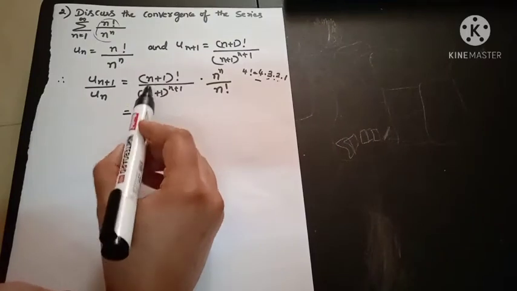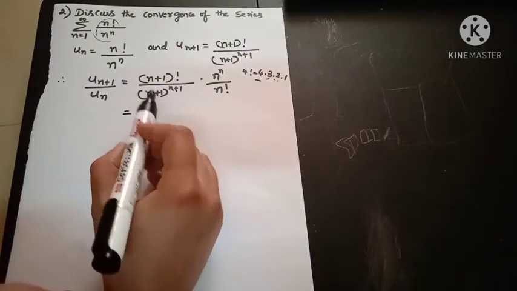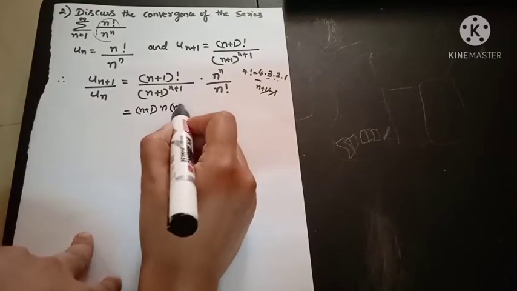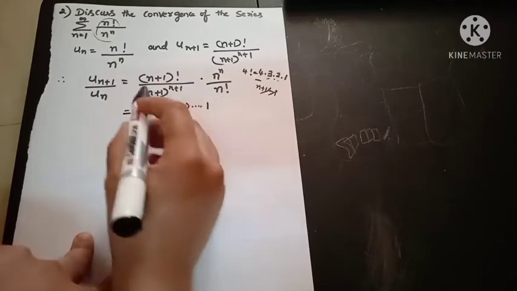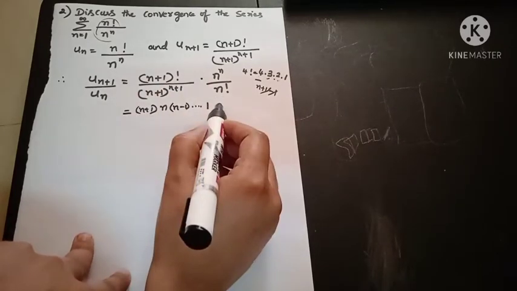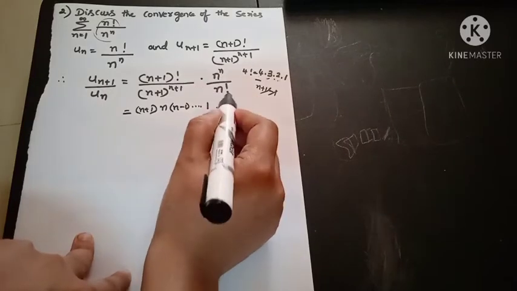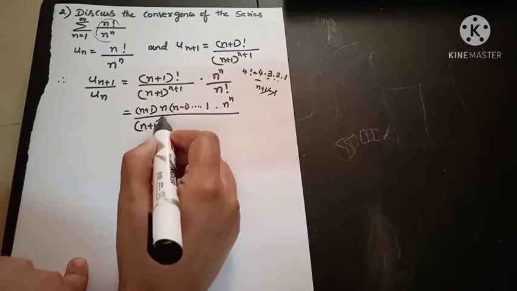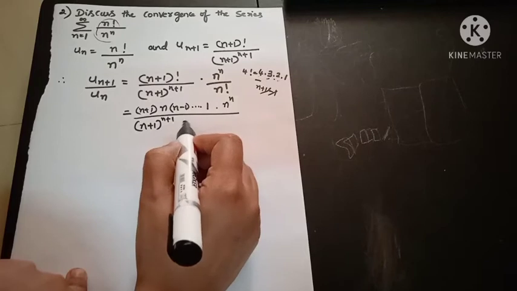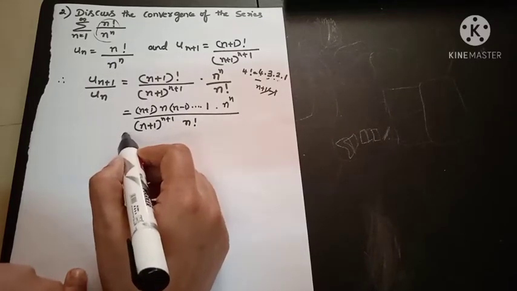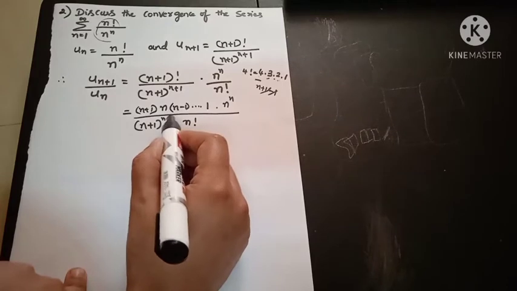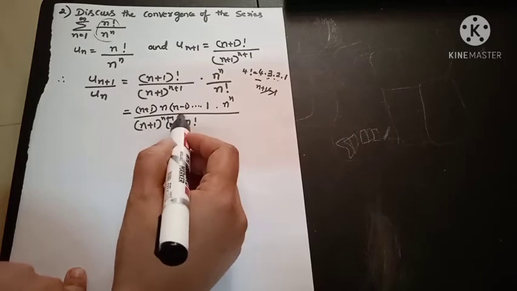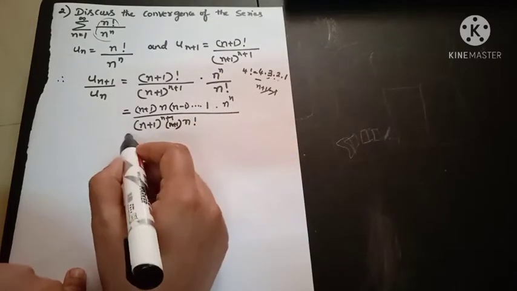Then the expansion of n plus 1 factorial is start from n plus 1, 1 lesser than this till you reach 1. That is the expansion of n plus 1 factorial, into n to the power of n, as it is divided by n plus 1 whole to the power of n plus 1 n factorial. This can be written as n to the power of n plus 1 into n plus 1, n to the power of n into n plus 1 into n factorial.